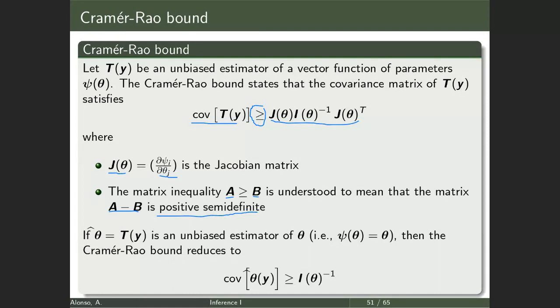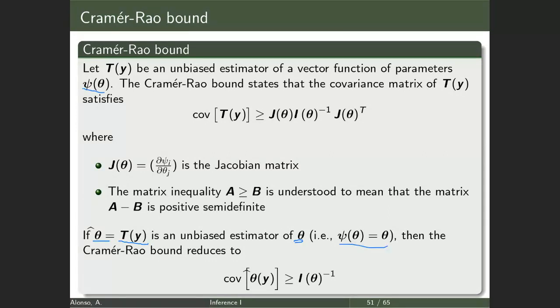So we are professional statisticians, so we are supposed to have a deeper understanding of the methods we use, right? A special case of this is when you are just trying to estimate theta itself. So your estimator theta hat, which we are calling T of y, is trying to estimate theta itself, not psi of theta, but theta itself. In that case, of course, psi of theta is just theta.